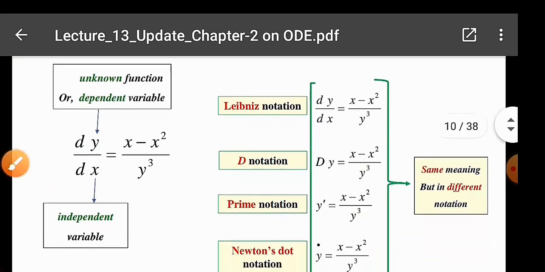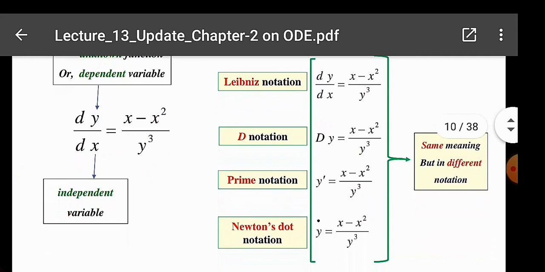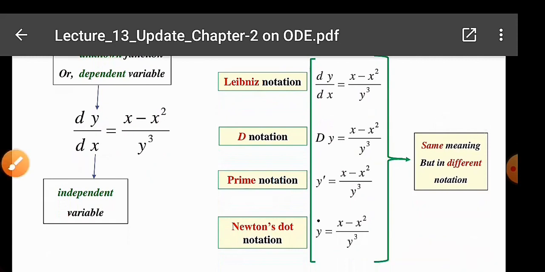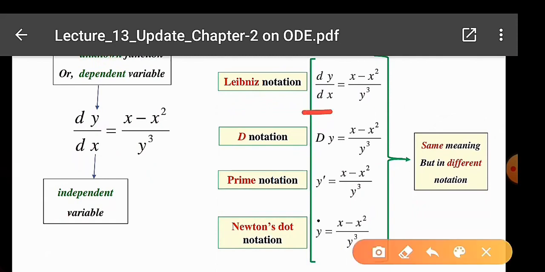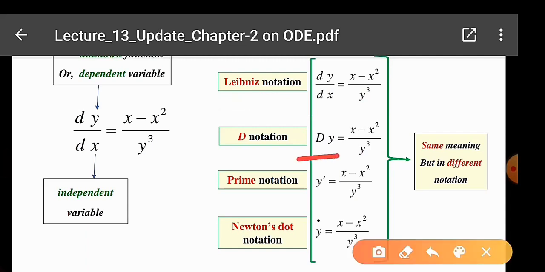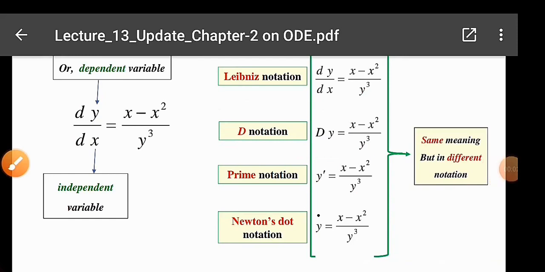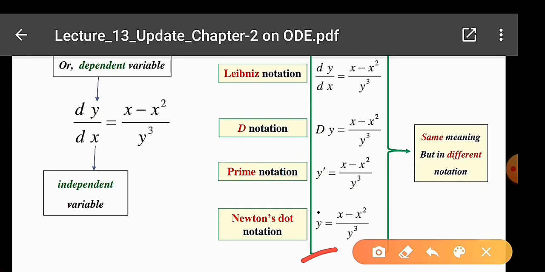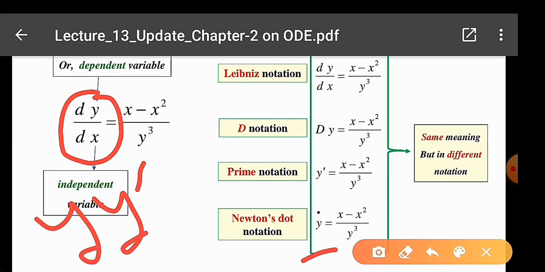So you can see on the right side that the same differential equation is written in different forms. All the forms have the same meaning, but the first one, that is dy/dx, is called Leibniz notation. It is named after the mathematician Leibniz. The second one is D notation, the third one is called prime notation, and the fourth one is dot notation. As you know, dy/dx can be written in y prime or y dot form.